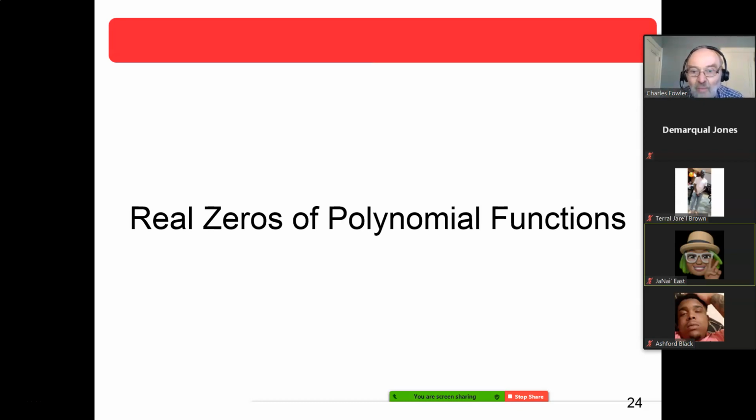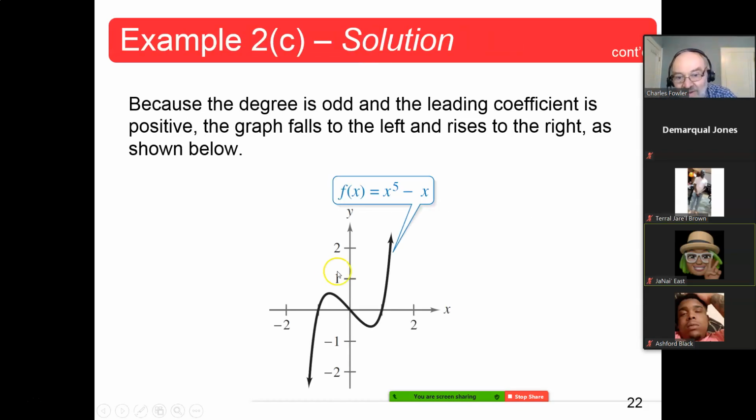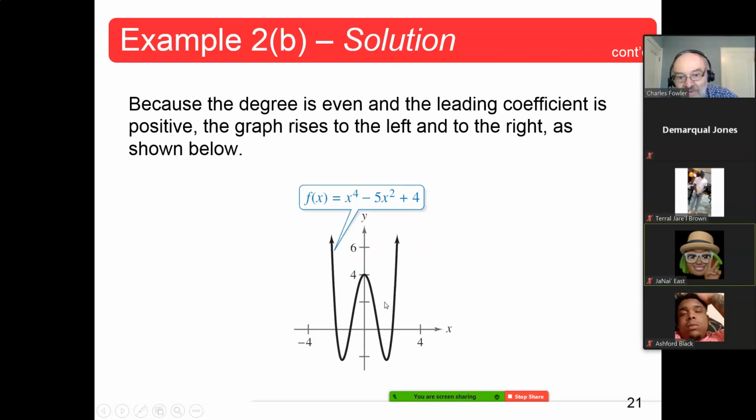Alrighty. So let's look at the real zeros of polynomial functions. The zeros of a polynomial function are where y is equal to 0. So these are your x-intercepts. Let's go back and look there. There's an x-intercept, there's an x-intercept, there's an x-intercept. Those are your zeros of the polynomial function, where f of x is equal to 0, at -1, 0, and +1.